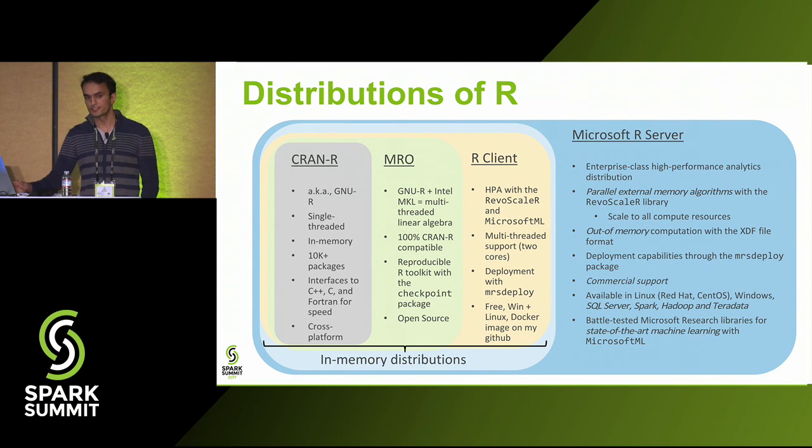It's an enterprise product, so you get commercial support. So if you hit a bug, you can get someone off vacation and fix it for you. It's available on Linux, on Red Hat and CentOS, as well as on Windows, Spark, Hadoop, and Teradata. All right, so this is where you get the true out-of-memory, multi-core, multi-node parallel algorithms.